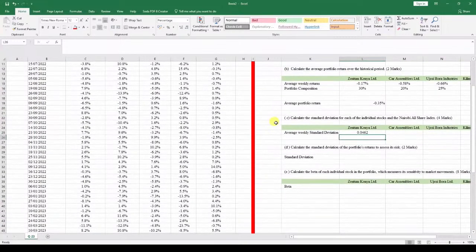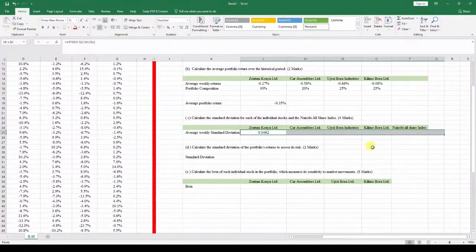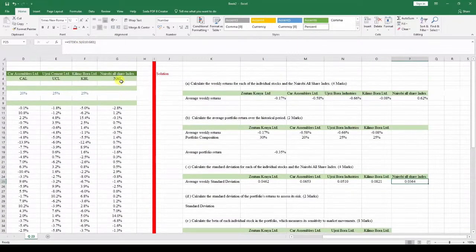And we move up over here like this, we can see we already have that given to us there. And if we drag it towards the right, up till All Share Index, it will actually pick the standard deviation. Remember, this one is picking the standard deviation of the sample for the index, for the Nairobi All Share Index right here.